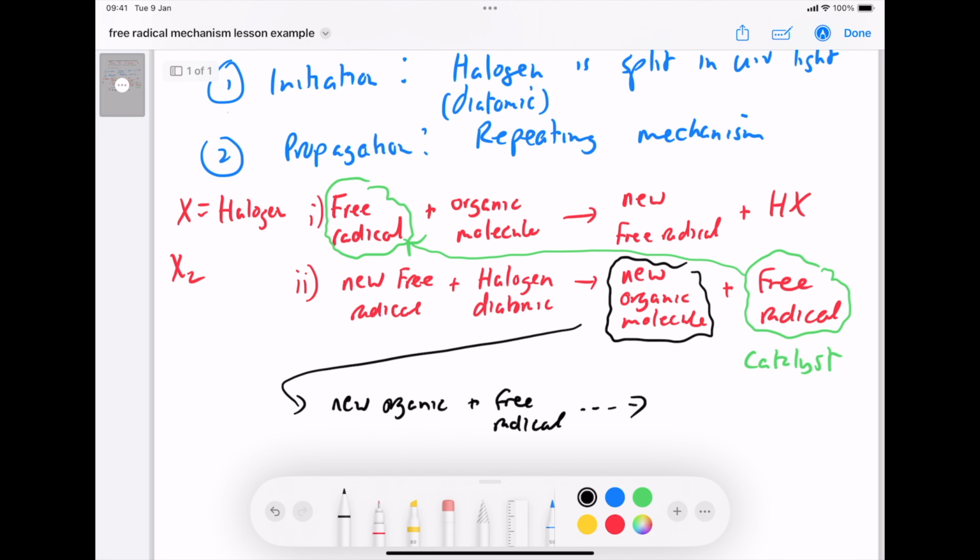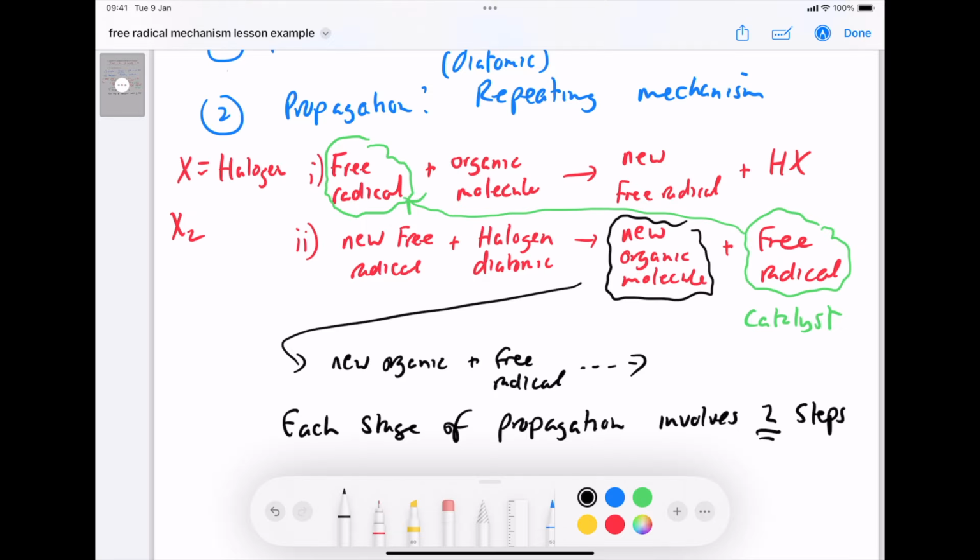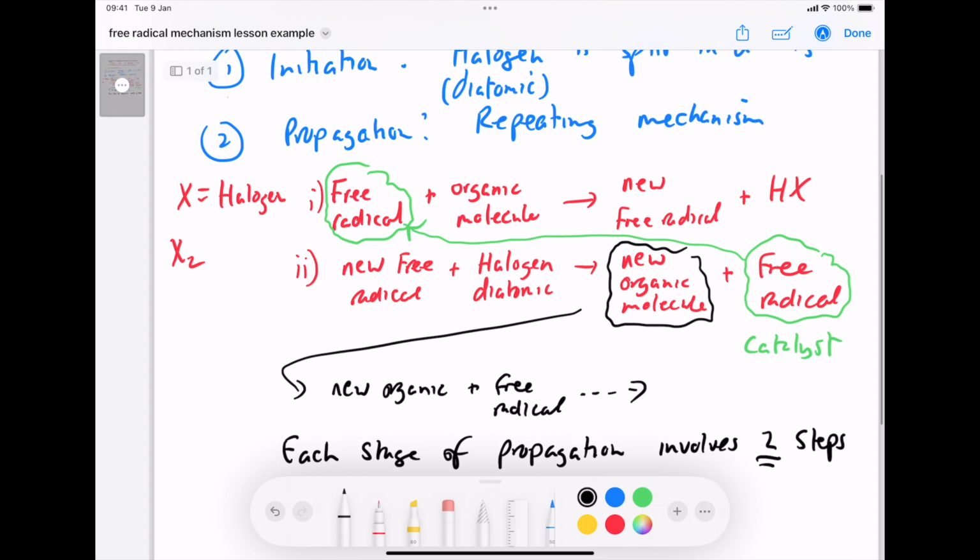The process repeats. Each stage of propagation involves 2 steps, as I've just shown there. In the second step, you must get back the free radical that was used in the first step. I promise you, if you use this framework for every single one of these questions and you memorize the word equation, all you have to do is plug in the free radical that you have and the organic molecule that you're given. It could be propane, it could be butane, it could be like the one we have here, and you'll get the correct answer.